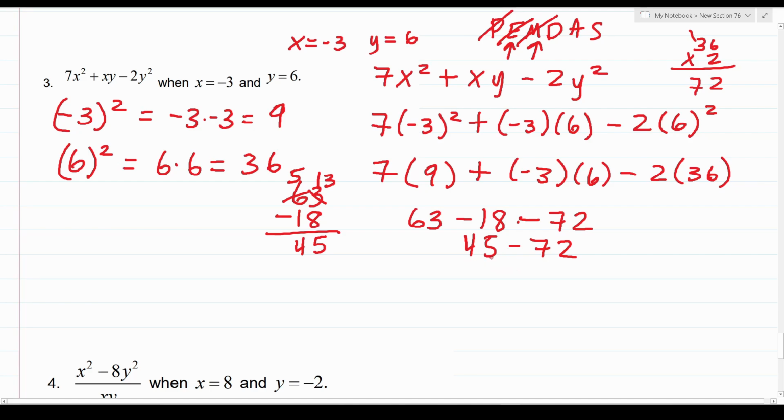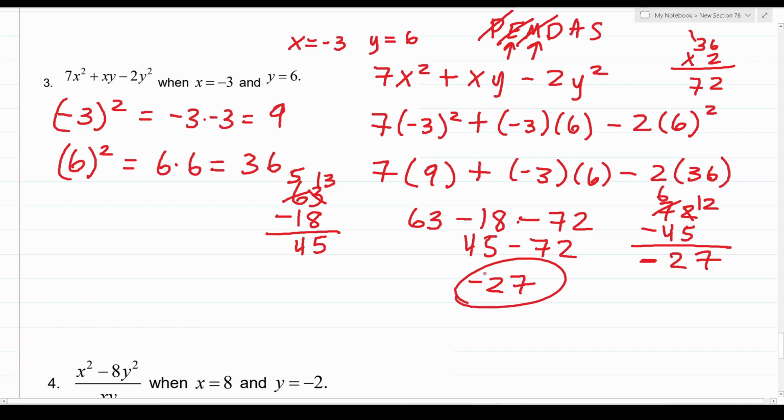All right, so now we just have to do 45 minus 72. That's the same thing as doing 72 minus 45, but we know our result's going to be negative. All right, so let's work this out. 2 minus 5 we can't do, so we're going to have to borrow. This is going to become 6. This will become 12. 12 minus 5 is going to be 7. And 6 minus 4 is 2. So we can see this is negative 27. All right, so that's that one.